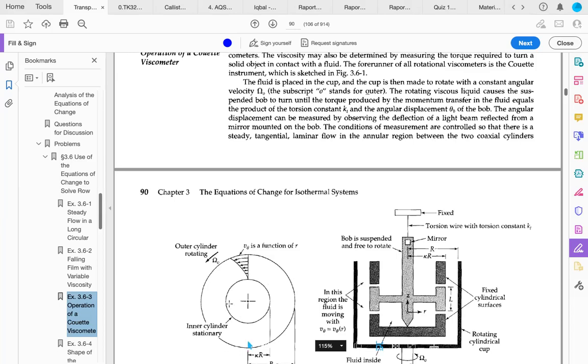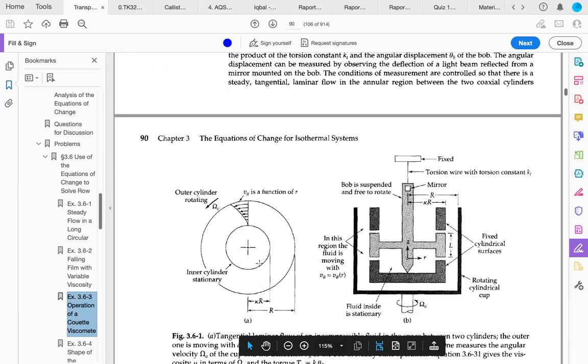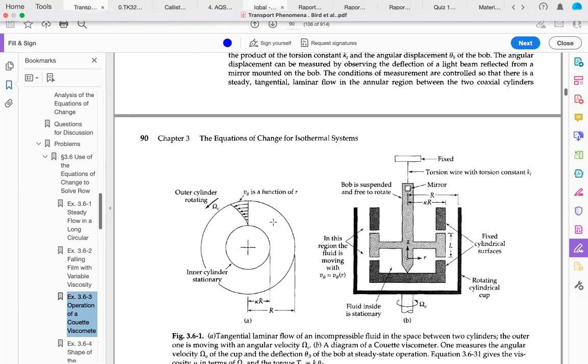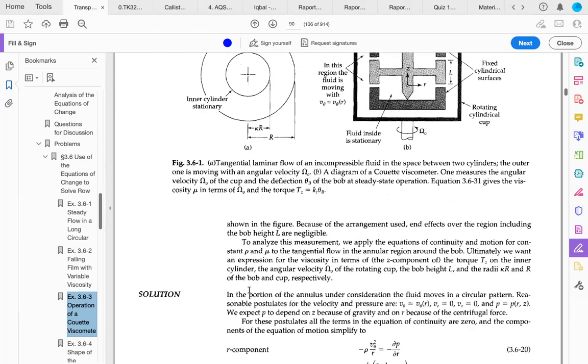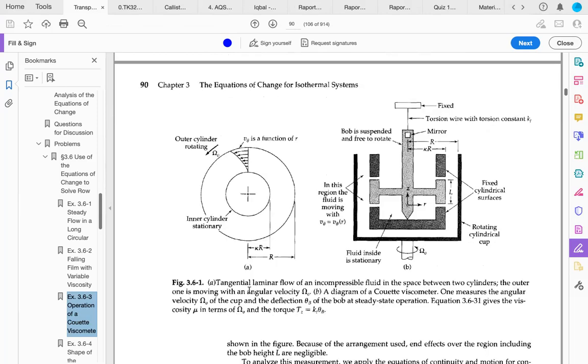So this is actually the two coaxial cylinders. Coaxial cylinders means they share the same axis. We have the inner cylinder, which is stationary, and the outer cylinder rotating with angular velocity omega 0. So after this, for the solution, if we look here, they are rotating like that.